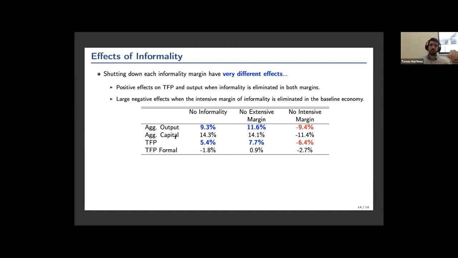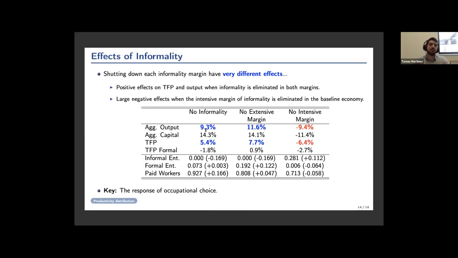We shut down one margin, the intensive margin, and it has a negative effect on output and a negative effect on TFP. Shut down the extensive margin, and it's completely the opposite, right? It actually has a positive effect. Now, probably the most surprising part is that when we shut down both together, we still have a very large effect on output and TFP. So definitely the joint effect is very different from the sum of each effect separately. There are a lot of interesting interactions in there.